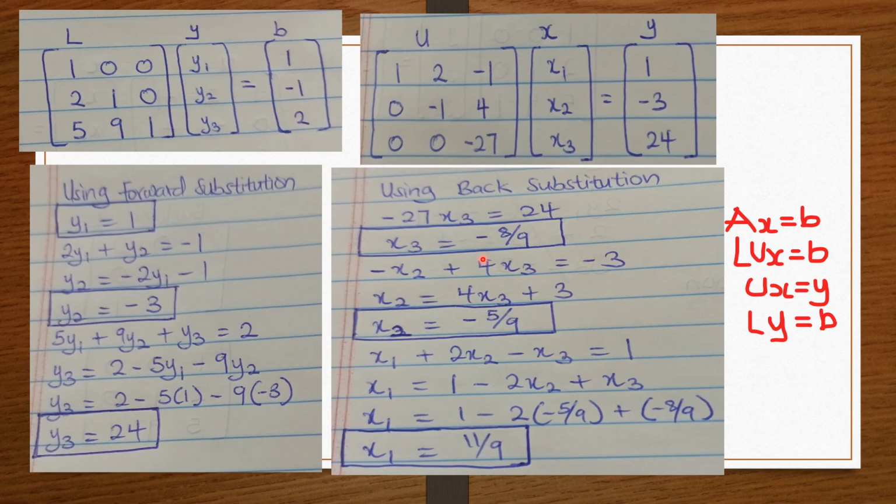Then we level up to the next row, which is negative x2 plus 4x3 equals negative 3. We make x2 the subject. We input the value for x3, and then we find x2 to be negative 5 on 9. Now we go to our final row, which is x1 plus 2x2 minus x3 equals 1. Since we know the values for x2 and x3, we make x1 the subject, put the values for x2 and x3 into the equation, and then we find x1 to be 11 on 9.